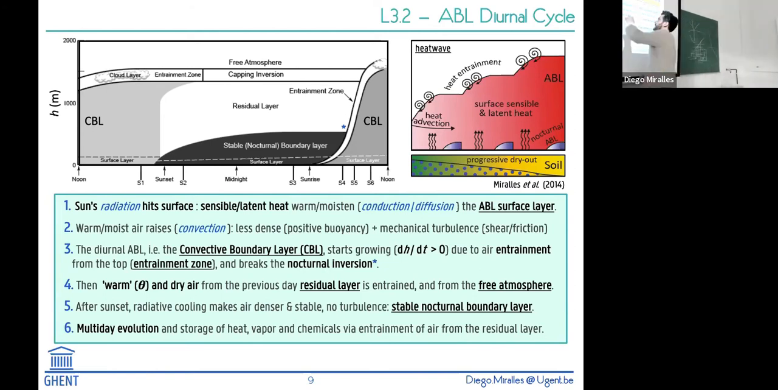So maybe it's easier to do it this way, really, in which you have a little nocturnal boundary layer, and then it breaks, and then you have another nocturnal boundary layer, then it breaks, and so on.